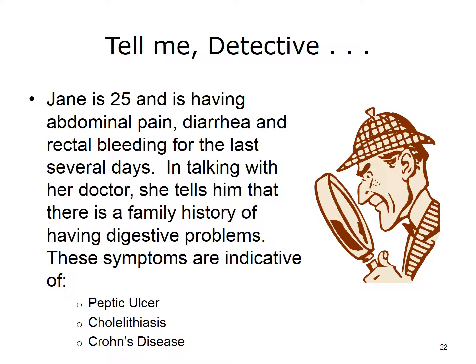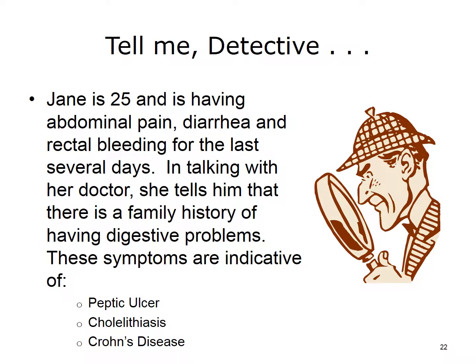Now that you know a great deal about the digestive system, can you make the correct diagnosis in the following case? Tell me, detective. Jane is 25 and is having abdominal pain, diarrhea, and rectal bleeding for the last several days. In talking with her doctor, she tells him that there is a family history of having digestive problems. Are these symptoms indicative of a peptic ulcer, cholelithiasis or gallstones, or Crohn's disease?